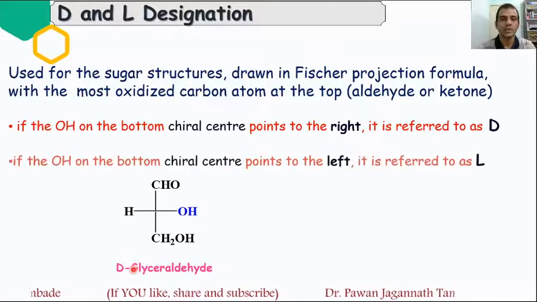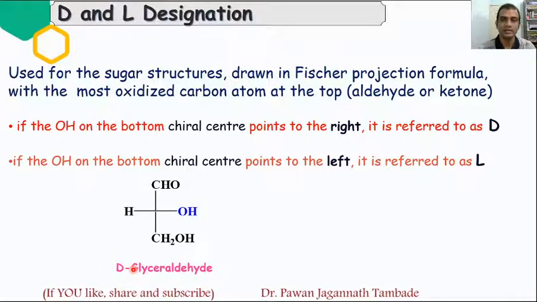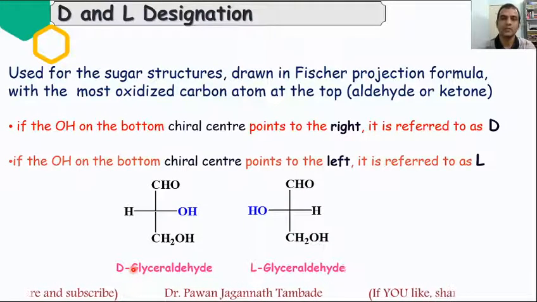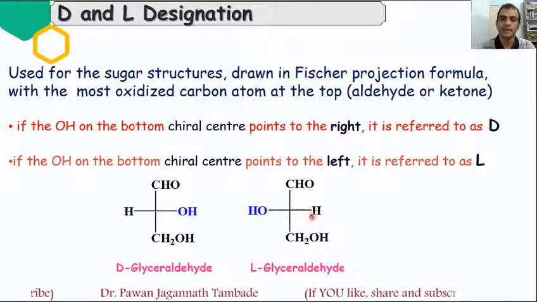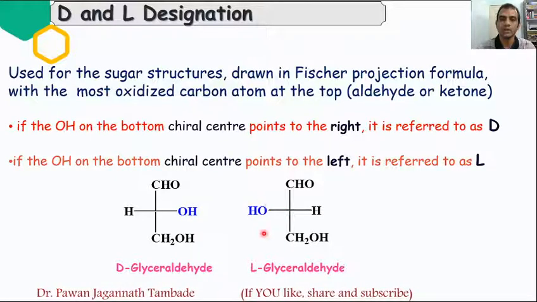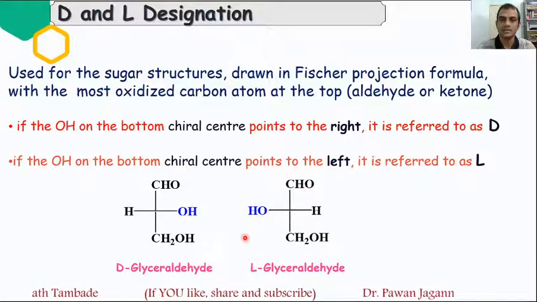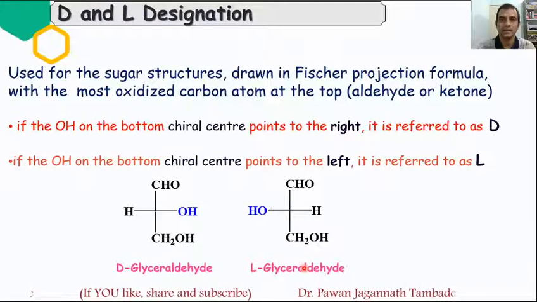However, if the OH on the bottom chiral center points to the left hand side, then it is referred to as an L structure. For example, if you look at the mirror image of this structure, it will be something like this. In this case, the bottom chiral carbon has OH on the left hand side, and because of this position of OH, this structure is called L-glyceraldehyde.